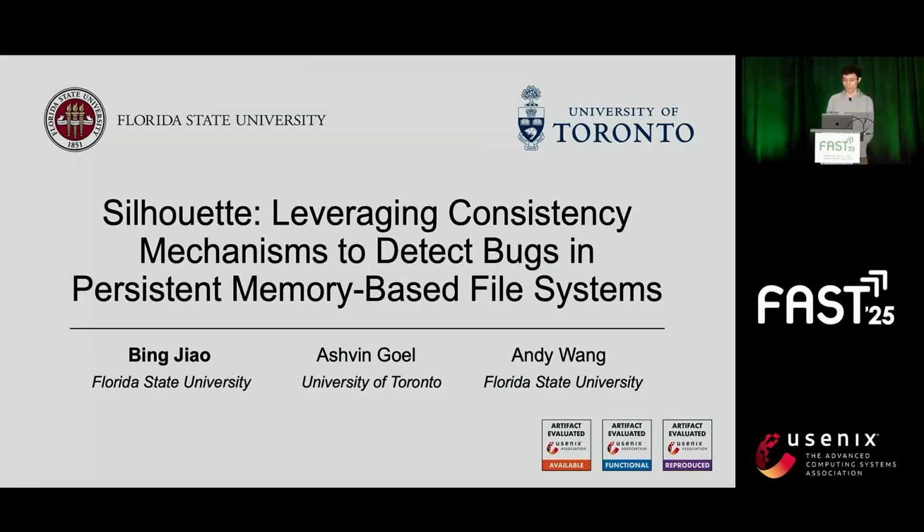Today, I'm going to present Silhouette, which leverages consistency mechanisms to detect bugs in persistent memory-based file systems. This work is a collaboration between Florida State University and the University of Toronto. Persistent memory file systems promise high performance, but they are prone to subtle bugs due to out-of-order persistency. In this talk, I will explain the challenges of detecting these bugs in file systems, how Silhouette addresses them, and the results we've achieved.